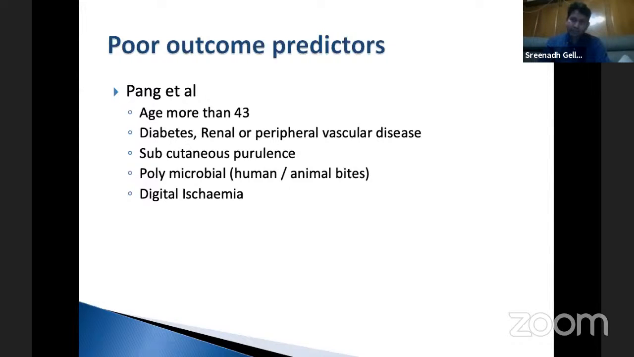Usually, in your exam scenario, when they put these photographs, they will make sure that at least one or two of these features are clearly seen, and they would like to see whether you can pick those findings easily or not.